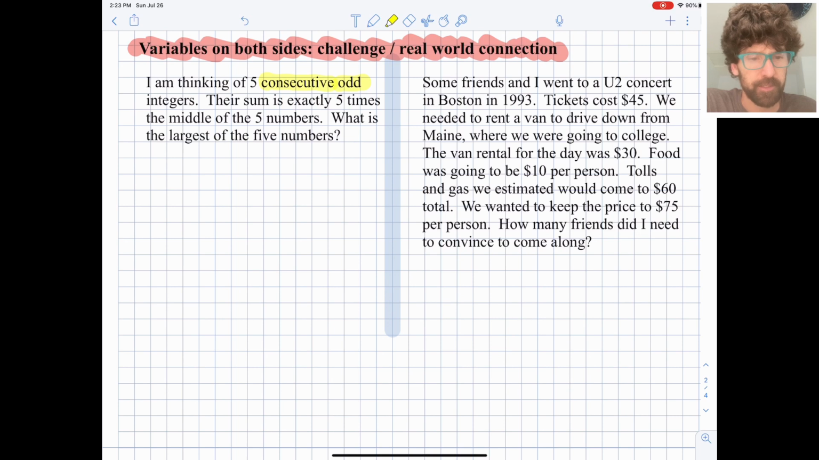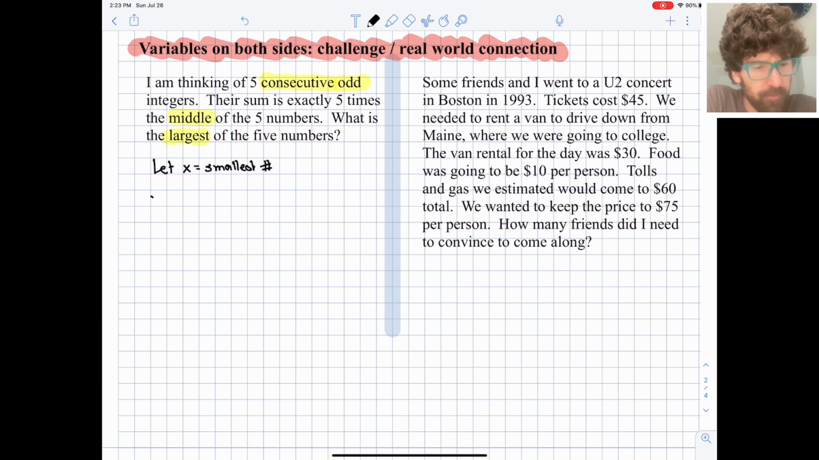And then their sum is 5 times the middle of the numbers. Okay, and then we're looking for the largest. Okay, so there's a lot of stuff going on here. Let's define my variable, and I'm going to go a little bit rogue here. I've often told you to simply define your variable to be whatever the question is asking, and in this case the question is asking for the largest, but I think it makes a little more sense to define my variable as, let's let x be the smallest. And if we can figure out what the smallest number is, it should be easy to figure out what the largest is. And so then let's turn all this into a mathematical sentence.